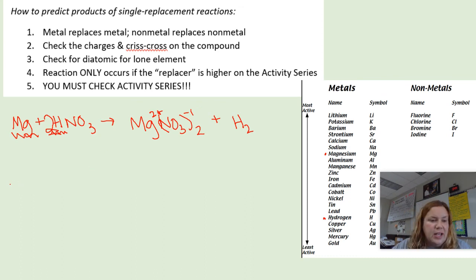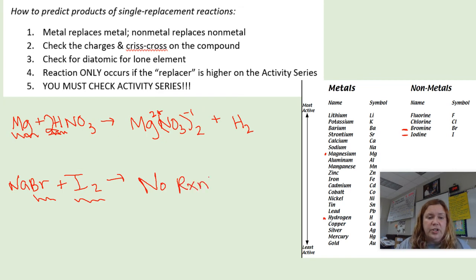Let's try another one. Let's try sodium bromide, NaBr, and let's see what it does with iodine. Iodine here is a nonmetal. Between Na and Br, Br is also a nonmetal. So we need to see if iodine can in fact knock out bromine. We look at our activity series and we see iodine, we see bromine, and iodine is below bromine on the level of activity, so iodine cannot knock out bromine. So this is called no reaction. And that's all you have to do. You don't have to try to balance, you don't have to predict theoretical products, nothing. You can just say no reaction.